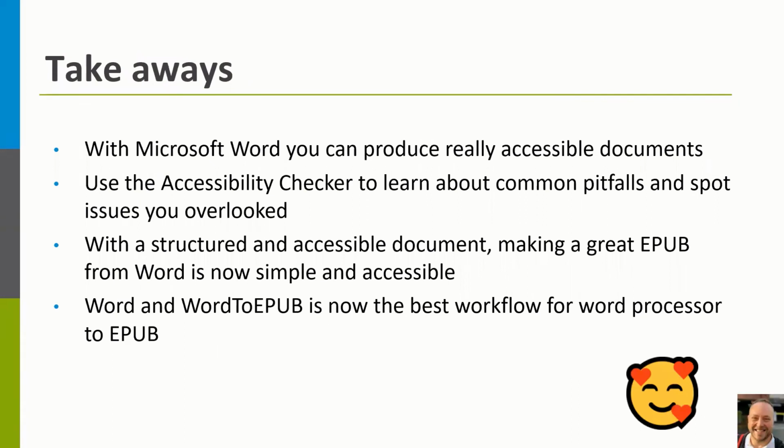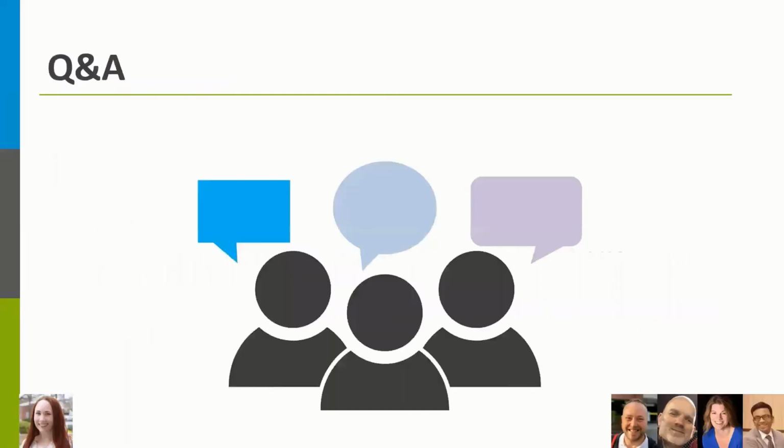So takeaways then before we get to questions. With Microsoft Word, you can produce really accessible documents. And we heard from Erin about all the support that's within Word to help you do that. And once you have accessible Word documents, you can then use the accessibility checker to learn about common pitfalls and also spot issues that you overlooked. And once you've got an accessible Word document, you can then make great EPUB from Word now using this tool. And we feel now that Word and Word2EPUB is now the best workflow for producing EPUB from Word processors. So that concludes the presentation session, and we're ready to go into Q&A if there are any questions.